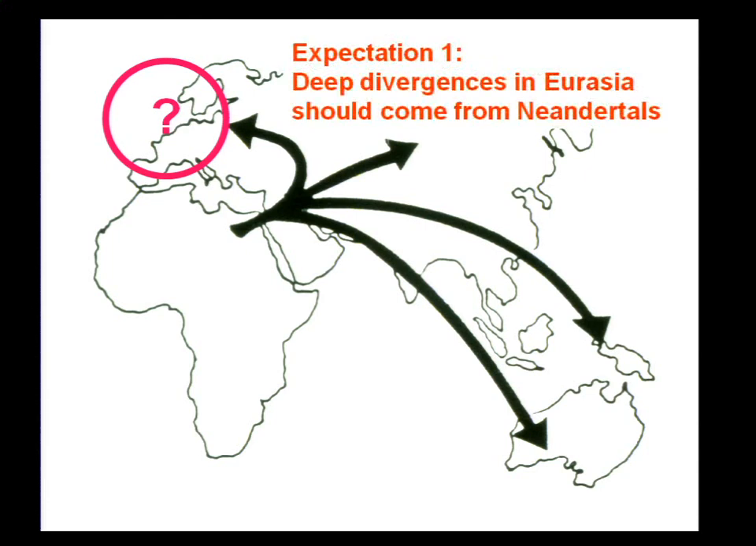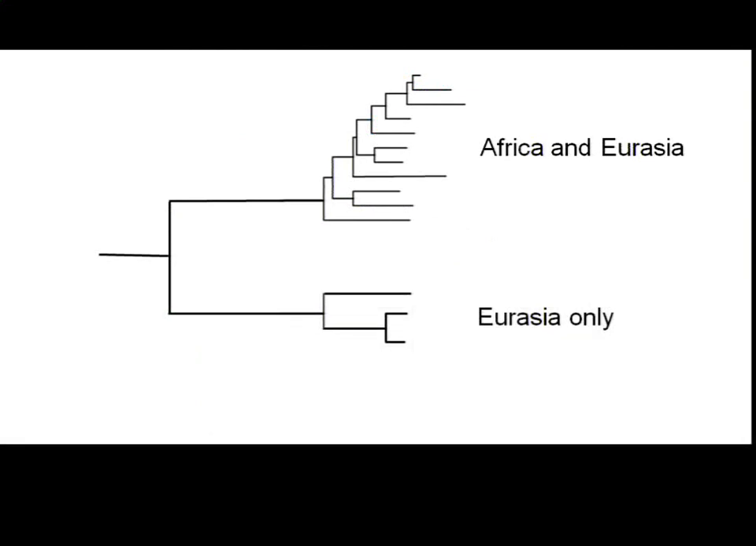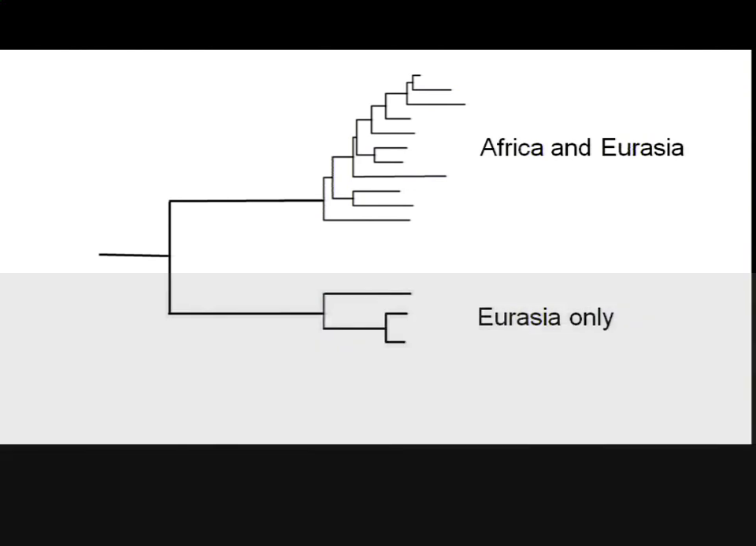So the first expectation would be that we would find some deep genetic divergences in Eurasia that would come from Neanderthals, that we would then see in our Neanderthal genome. Rasmus Nielsen at Berkeley particularly did this. He looked for regions in present-day humans, without looking at the Neanderthal at all, that look like this, where you have a clade of sequences that you find in Africa and outside Africa, and in addition, a deeply diverged variant that you see only outside Africa in the data we have available at the moment. Then identify SNPs that tag this variant and look in the Neanderthal. What does the Neanderthal have at these positions?